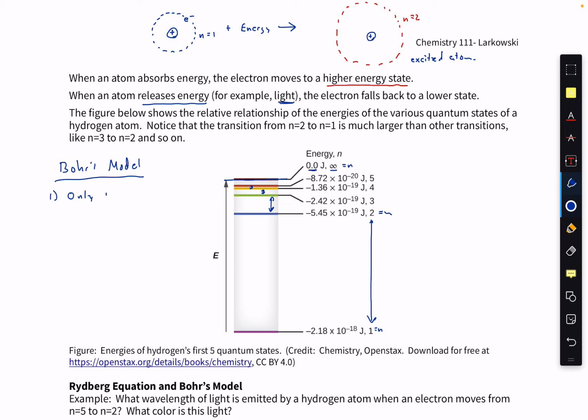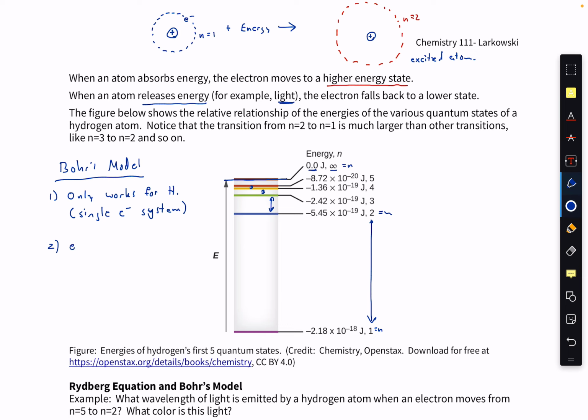The biggest problem that it has is that it only works for hydrogen. Technically, it works for any single electron system. So theoretically, I guess it could work for something like helium plus, if a helium atom were to lose one of its electrons, or if lithium were to lose two of its electrons, but those aren't typically stable. So in practice, the only thing that Bohr's model is really particularly good for is hydrogen.